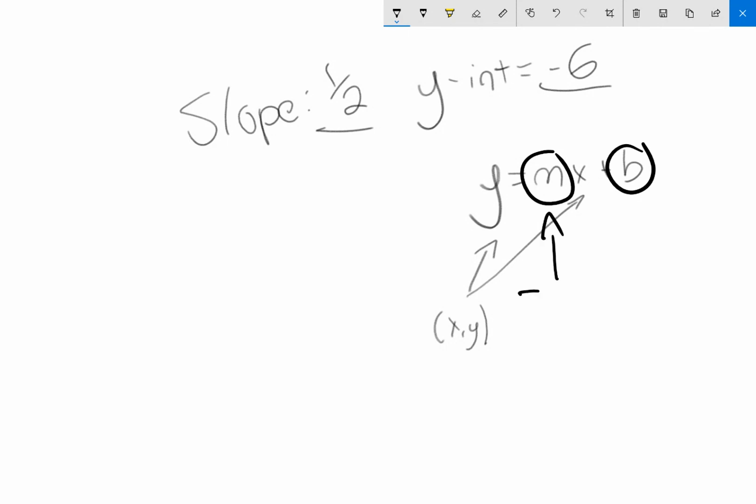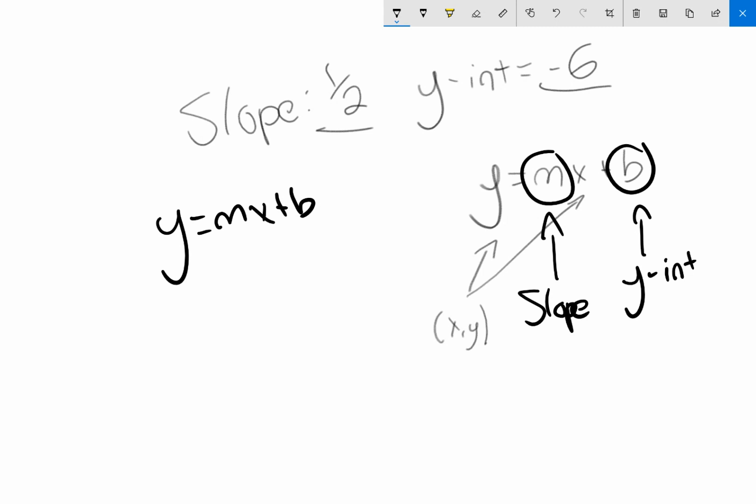M is our slope, and b is our y-intercept. So if I'm going to write an equation in y equals mx plus b form, and I know my slope, that's my m value, and I know my y-intercept, that's my b value, then I'm just going to plug them in, right?